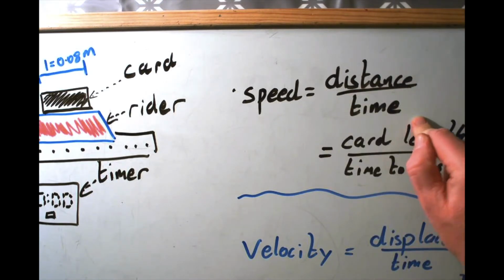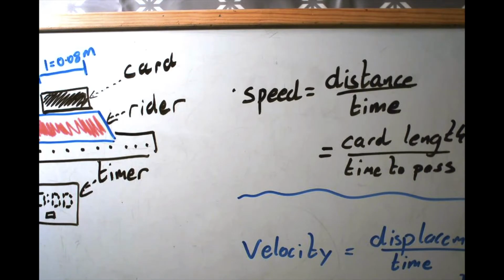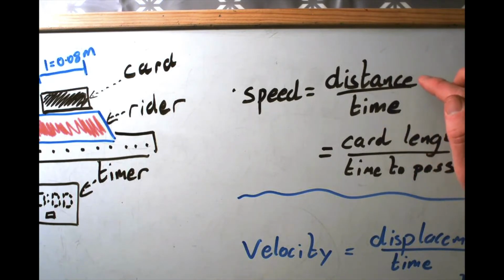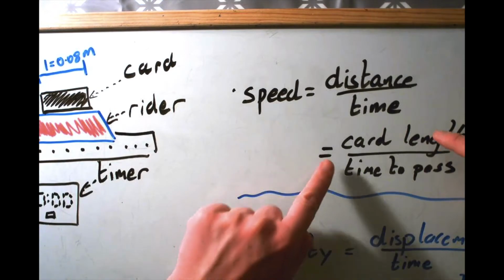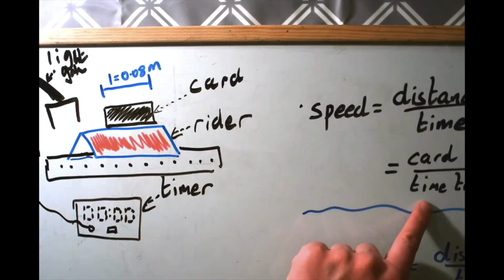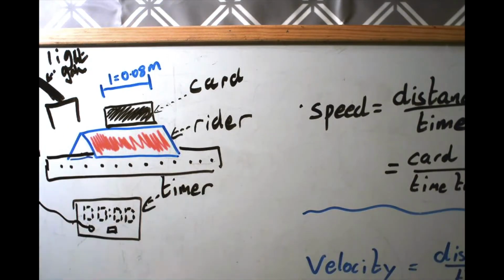How far somebody travels versus how long it takes to do that. Whether you're cycling at 30 kilometers an hour, or walking at 4 kilometers an hour, or throwing a ball at a certain number of meters per second, it's just distance divided by time. And in our case, the distance is the length of the card, and the time is the time it took to pass through the light gate, which we get from the timer.